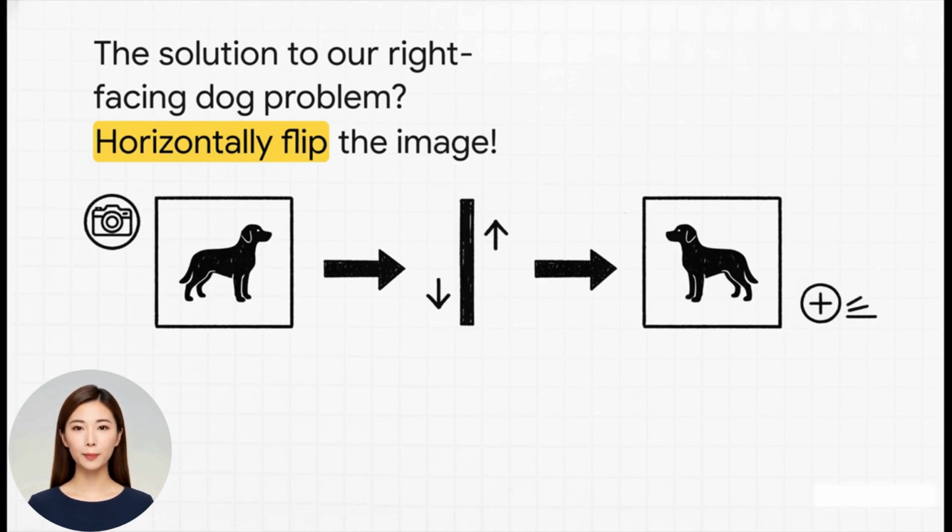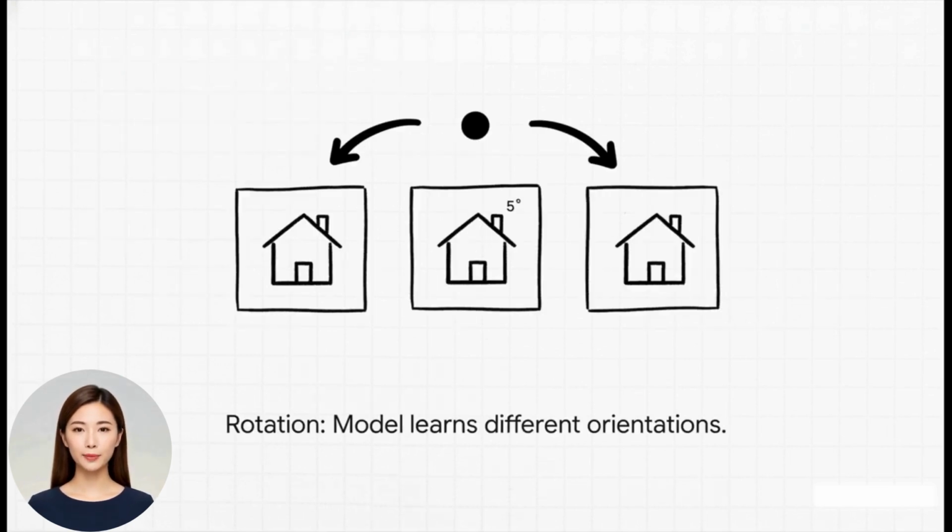Boom, problem solved. Now our AI has a perfect example of a left-facing dog. With just one tiny operation, you've basically doubled the variety of your data set right there. Another really common one is to slightly rotate it.